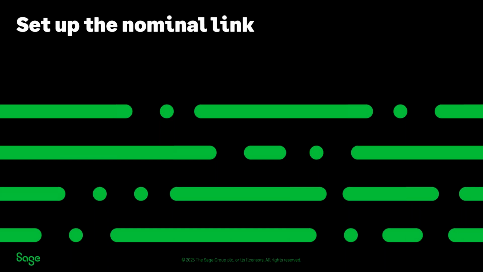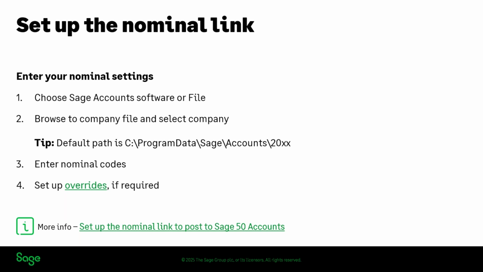So I'm going to show you how to set up the nominal link in Sage 50 Payroll. And we are going to be posting to Sage 50 accounts today, as that's what the majority of you will be using. But it is also possible to set up the nominal link to Sage 200 or to set it up to File, which enables you to run a nominal link report telling you what journals you can then post into any accounts package. But before I go into the demo, I just want to give you an overview of the steps that we'll complete to set up the nominal link.